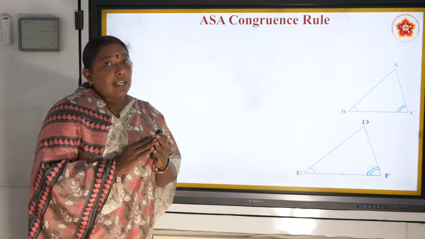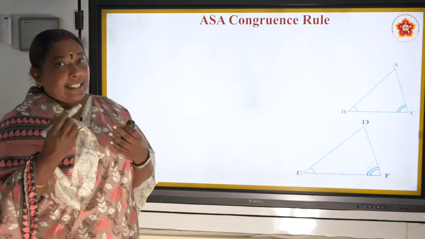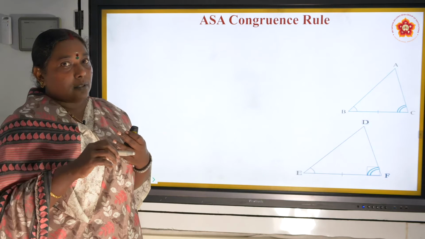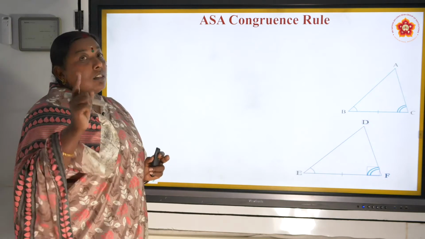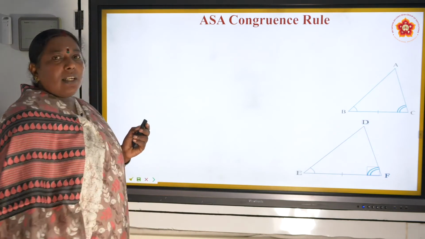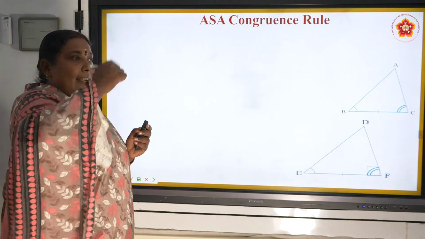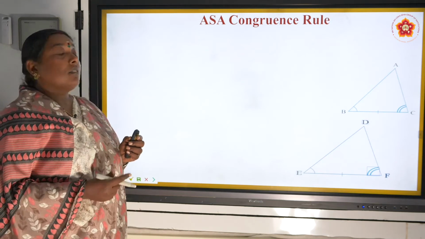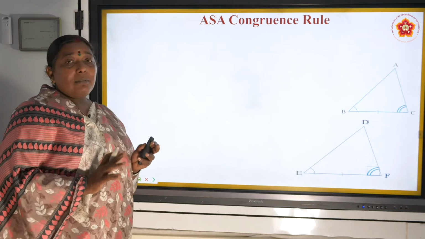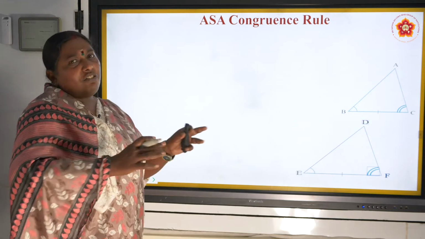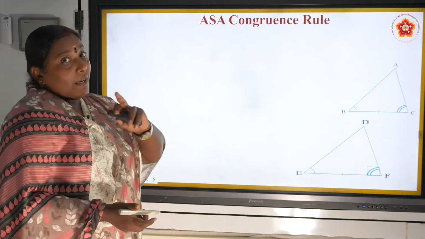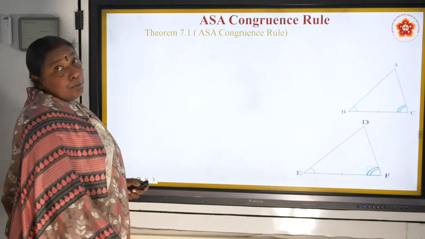Now, till now we saw with the help of the axiom SAS, we solved the sums. Now here comes the theorem. So what is meant by theorem? Till now you said axiom. Now you are telling theorem. Yes. The difference between the axiom and the theorem is, axiom is just a fact. We don't have to prove that. But theorem, we have to prove.